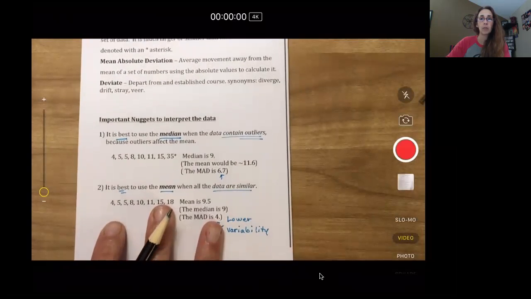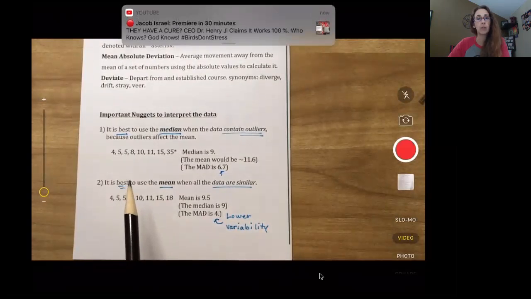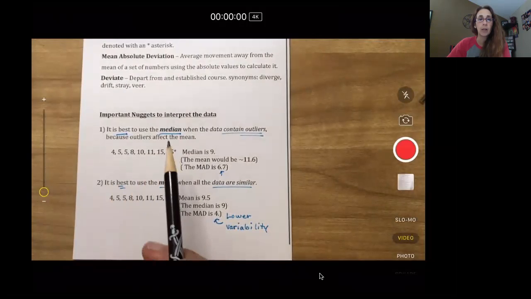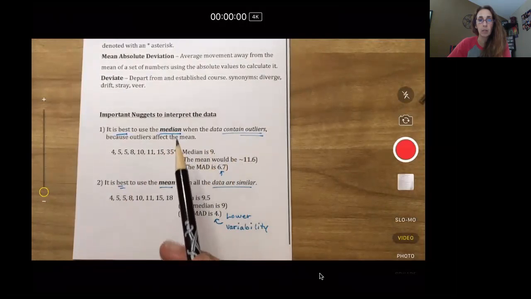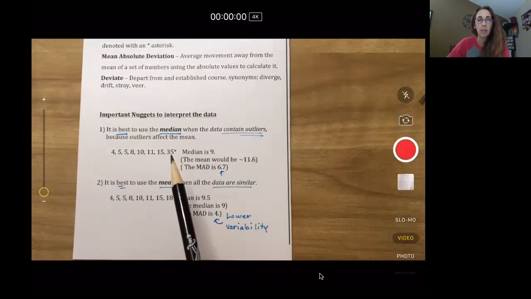Now you have a couple different types of problems, and one of the problems gives you a set of numbers, and you have to determine if that set of numbers has an outlier in it. And if there is an outlier in it, then the best measure of center to use is the median, because it doesn't affect the middle number of our median like it would if we were to average the numbers. So for example, here with this list of numbers, we have 35 as an outlier.